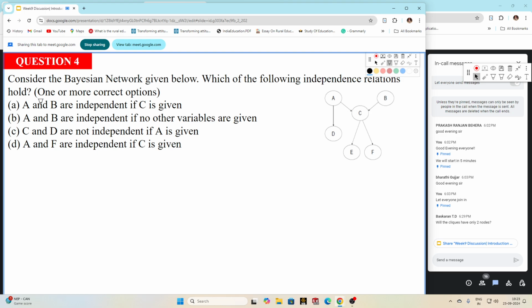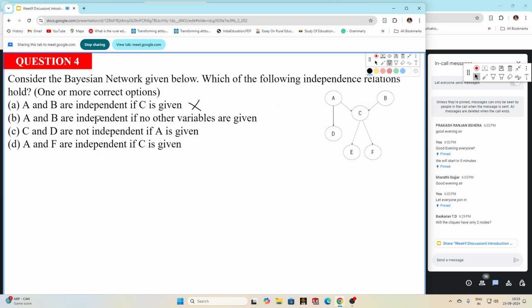Dependent, right? A and B are dependent with respect to C. So this is false, right? This is the explaining away effect of the third rule. What it tells is, if the child is given, then the parents are dependent. So that is why this is false.